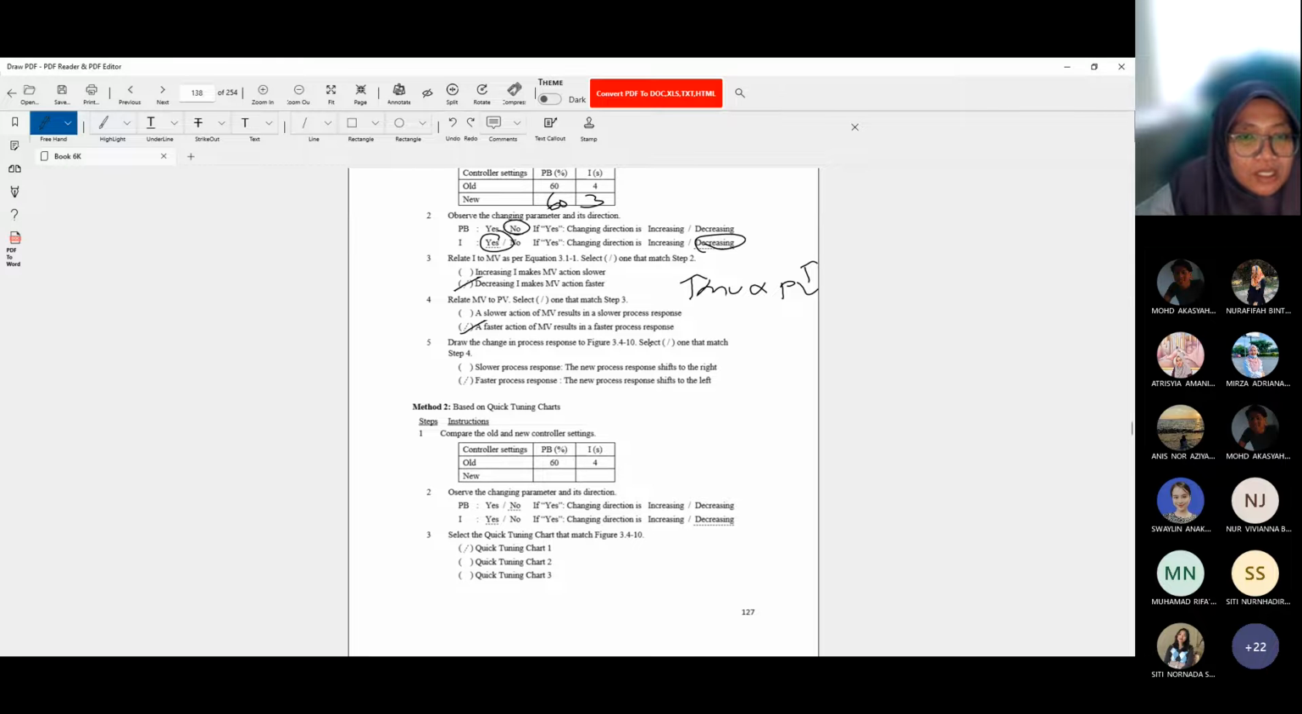Number 5. You need to draw. Before that, you need to select one that matches step 4. So you know from step 4, your process is a fast process response. So you just take one. Okay, based on this, for the faster process response, the new process response will shift to the left.